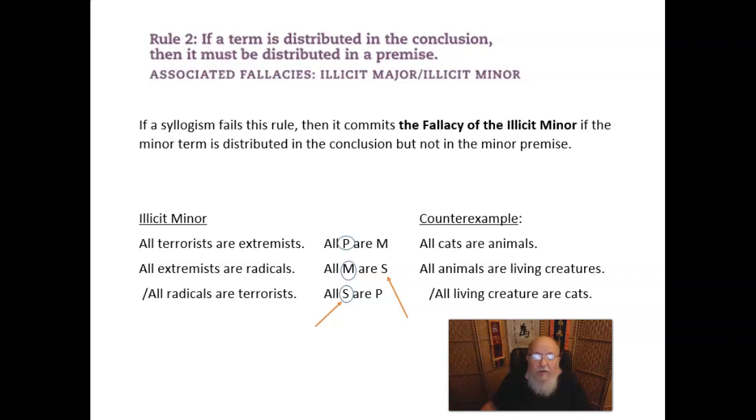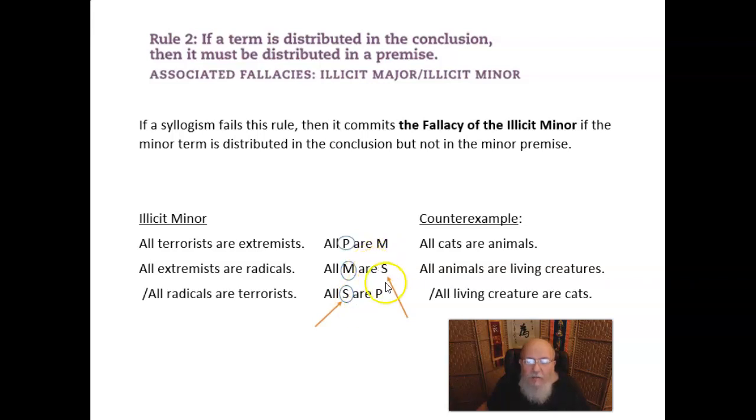Consider our example here. Here we have an illicit minor. Consider the argument: all terrorists are extremists, all extremists are radicals, therefore all radicals are terrorists. First thing we do is put it in universal form and circle our distributed terms. And here you can clearly see that the minor term is distributed in the conclusion, but it's not distributed in the minor premise. We can't have a more powerful claim in our conclusion than we have in a premise because it just won't support it.